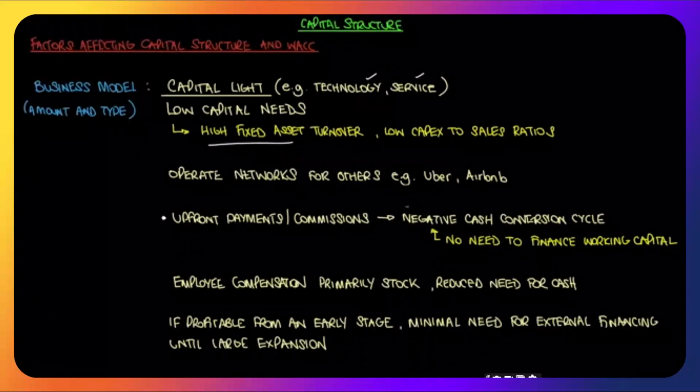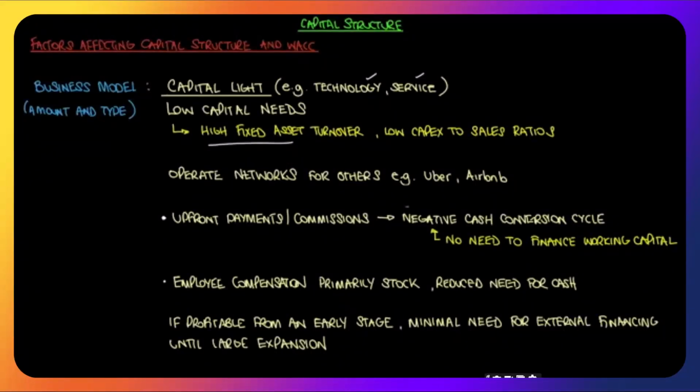Typically in these companies, employee compensation is stock-based, employee stock option schemes. Again, reducing the need for cash and hence reducing the need for finance. And if these types of companies are profitable from an early stage, they might have a minimal need for external financing until they really want to scale up.